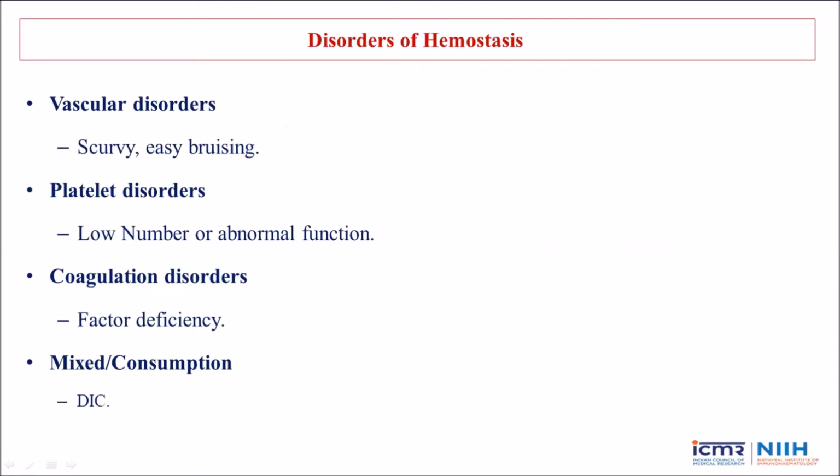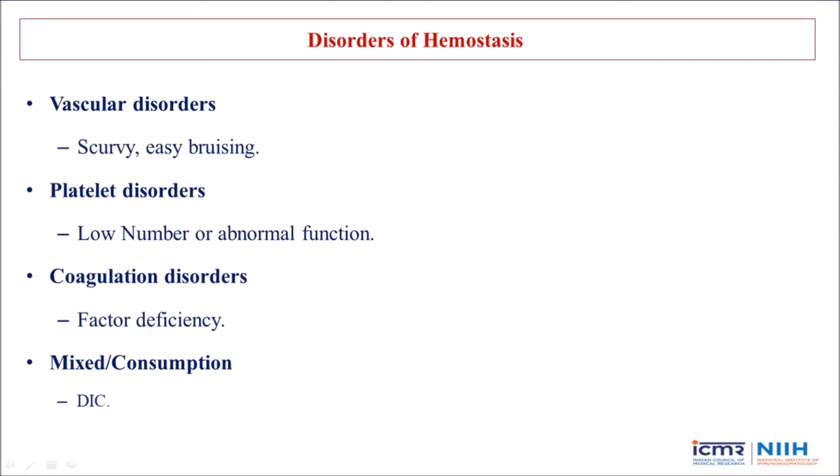Now, what could be the disorders in hemostasis? The disorders could be vascular, as in scurvy, where the collagen tissue in the blood vessels is not well formed and there could be leakage of blood, and that could be the vascular disorders leading to easy bruisability and other bleeding complications. Then come the platelet disorders. What kind of platelet disorders? It could be a disorder of number or function. So, low platelet numbers, thrombocytopenia, or abnormal function. Those are the functional defects.